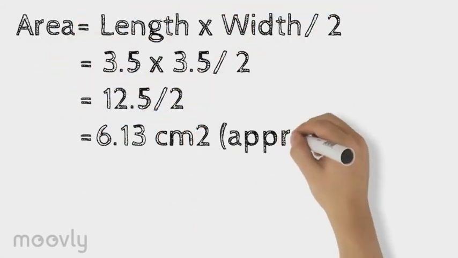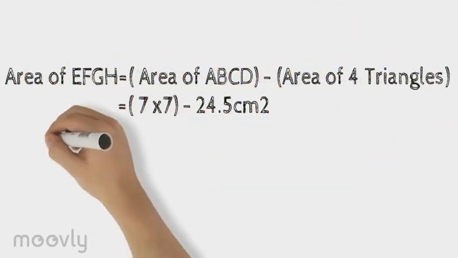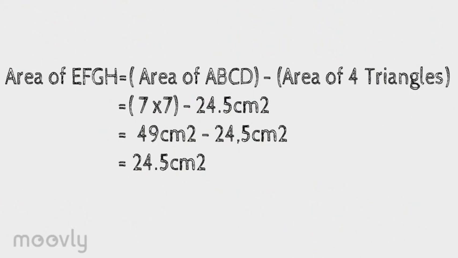The formula for area of a triangle is length times width divided by 2. So 3.5 times 3.5 is 12.25, and 12.25 divided by 2 equals approximately 6.13 centimeters squared. We now have the area of one of the triangles. We're going to multiply this by 4 to know the area of the 4 triangles. So 6.13 times 4 is 24.5. And now that we have all that information, we can simply subtract the area of the 4 triangles from the total area. So the area of ABCD is 49 centimeters squared, and 49 subtracted by 24.5 is 24.5 centimeters squared. Therefore, the area of EFGH is 24.5 centimeters squared.